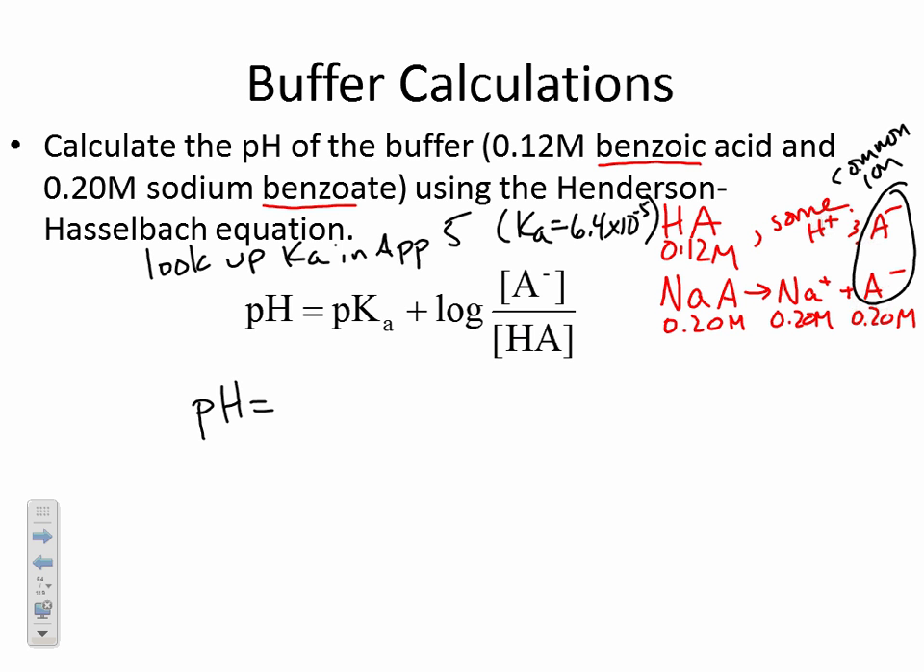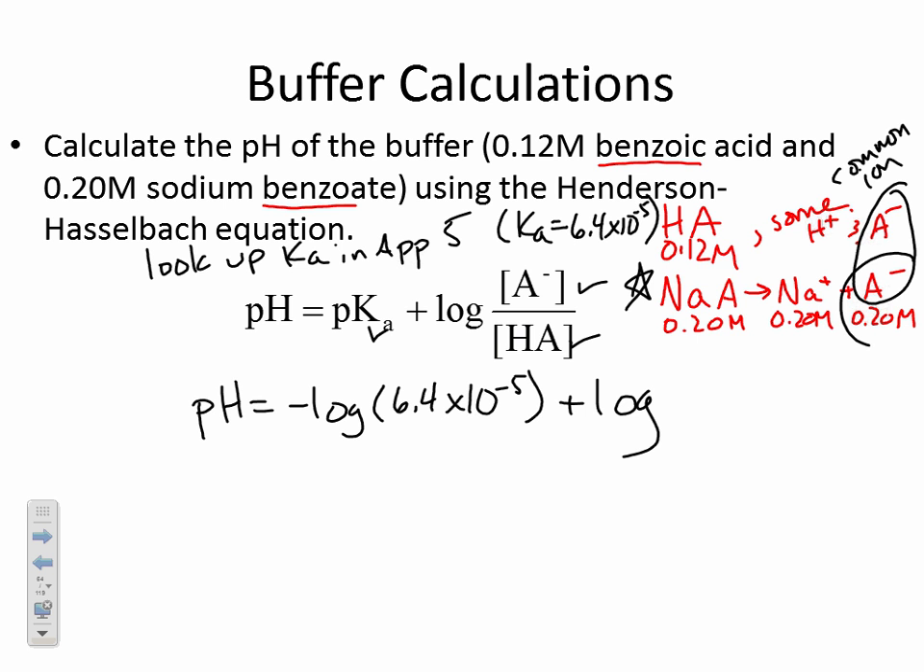And we have HA concentration, we have A minus concentration, and we have a Ka value, right? Our concentrations were given over here, and we looked up the Ka value. So I'm going to just do the negative log of 6.4 times 10 to the minus 5th, plus the log of A minus. Well, what's our A minus concentration? Oh, there it is. That's our A minus concentration coming from the sodium benzoate. So plus the log of 0.20 molar, divided by the log of our HA concentration. What's that? There it is, right there, 0.12 molar.